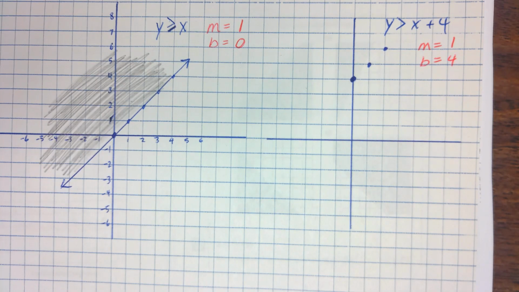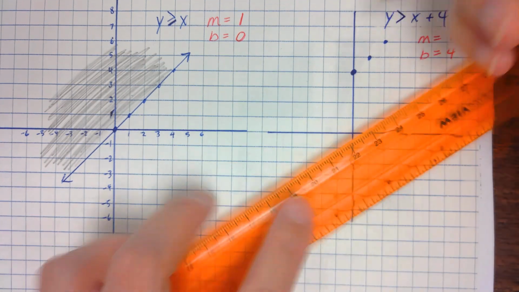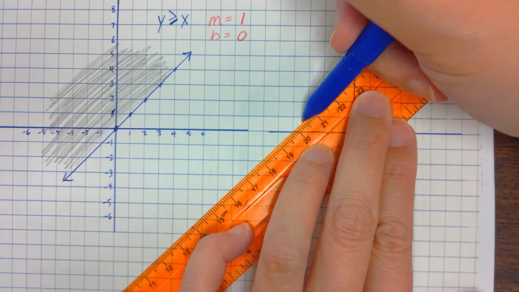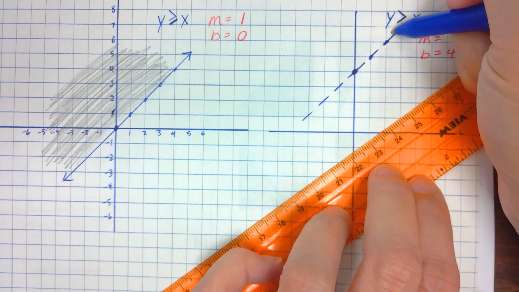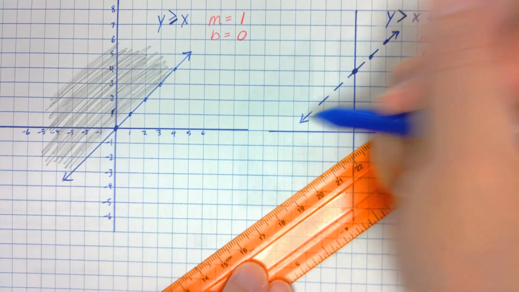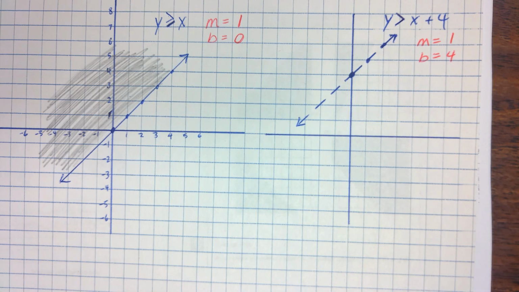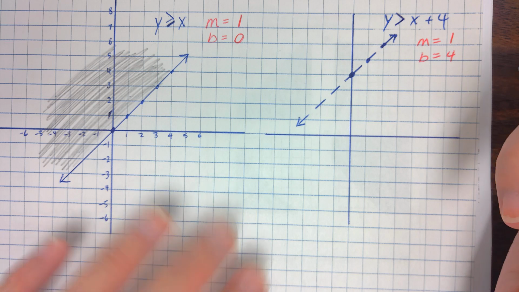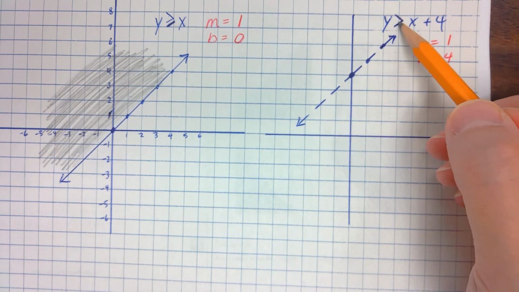What type of line am I drawing this time? Dotted. Dotted, because? Equal to sign. Right, it's only greater than. So it's a dotted line. Dotted line means like everything but that line. Okay, and am I shading above or below? Above, right? Because y is greater. Greater means above.